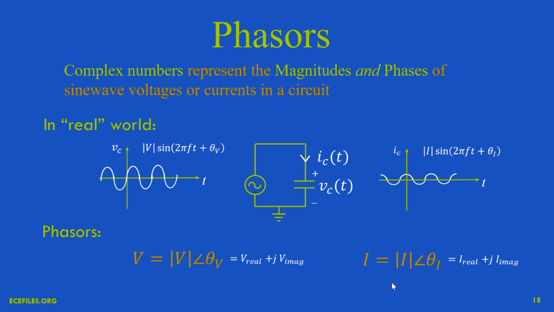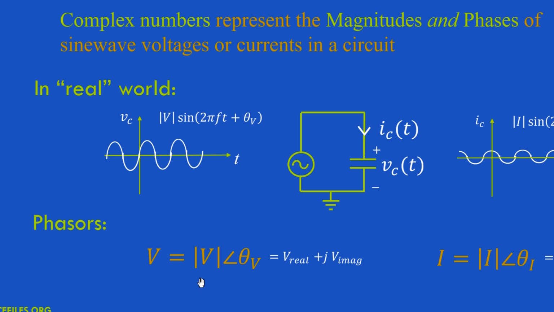And likewise for the current. Now, a very important point. This innocent-looking V here is not a function of time, and it's not a simple real number. This is a complex number, as elaborated here. And the complex number represents the sine wave with the frequency missing and the time dependence missing. It just tells us we have a sine wave which is of this magnitude and at this angle. So when we see this V coming up in the future, remember this is a complex number and it has this meaning.